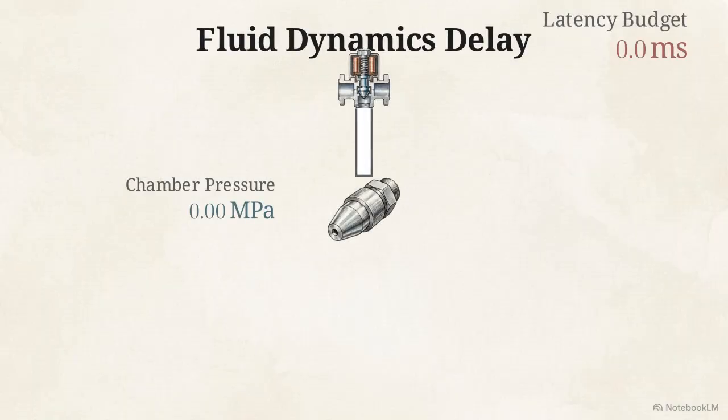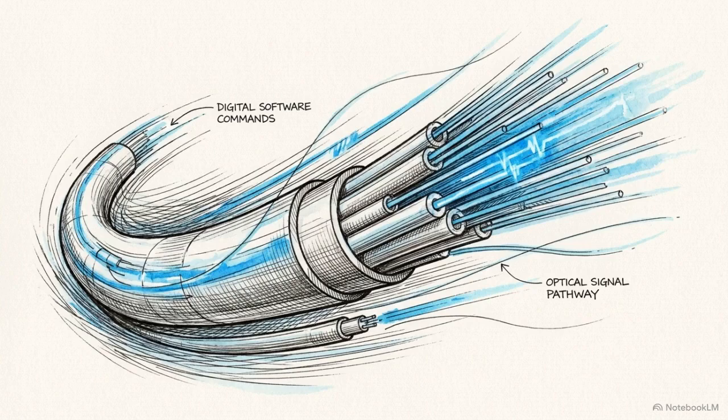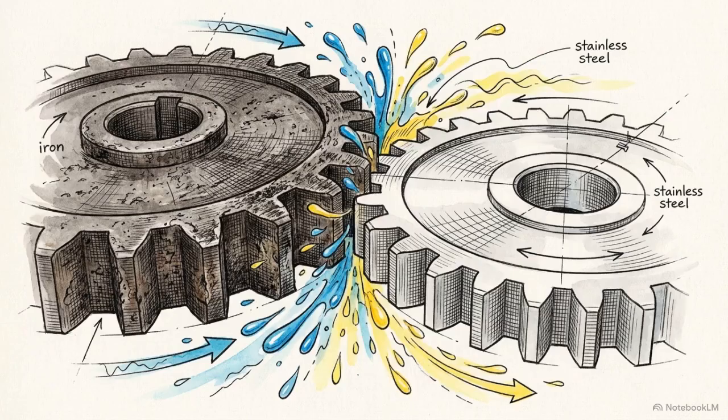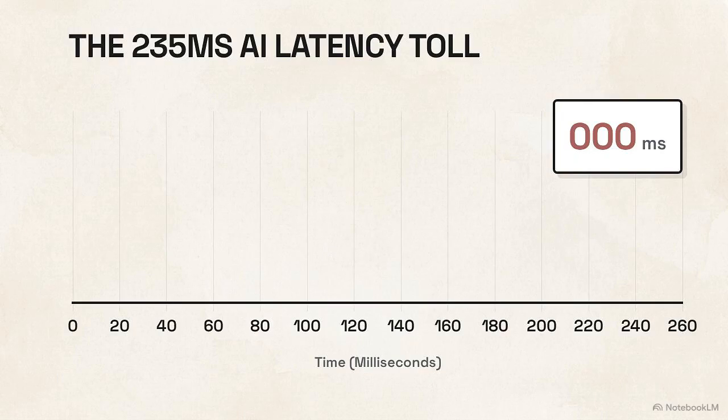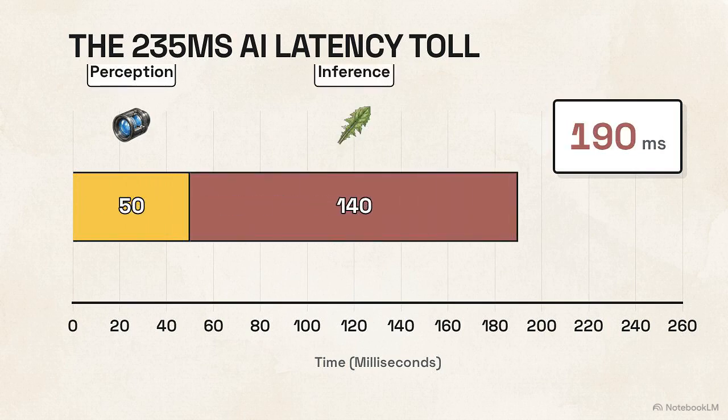Finally, the system faces the fluid dynamics delay. Building an operating pressure of 0.2 to 0.6 megapascals and breaking that liquid into a precise 100 to 300 micrometer droplet spectrum consumes a final 5 to 15 milliseconds. The fastest software commands in the world will always pay this temporal toll to mechanical and fluid physics before work is actually done. We can now tally the exact toll: 50 milliseconds for perception, 140 for inference, 10 for the controller's decision, 20 for valve actuation, and 15 for fluid dynamics.